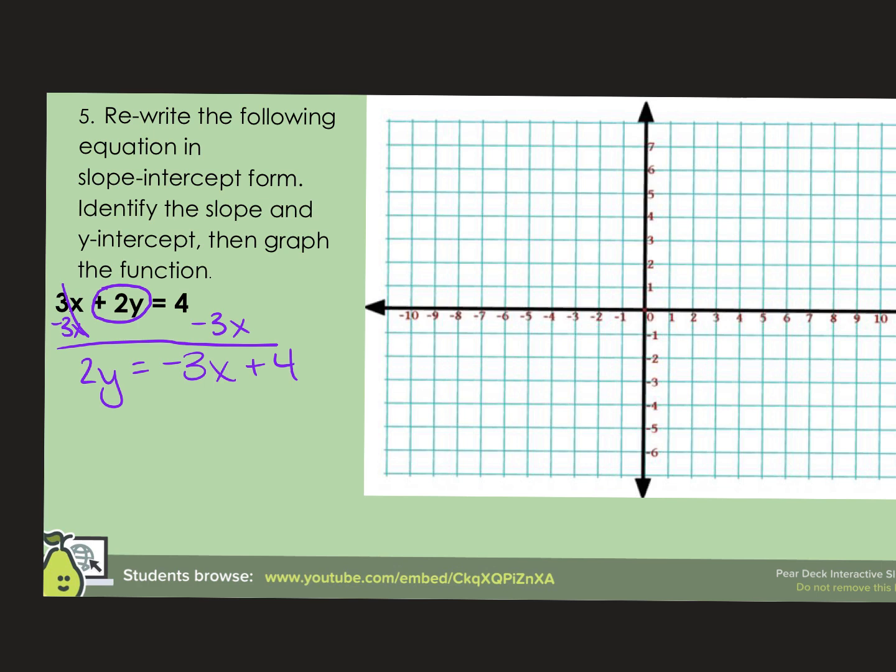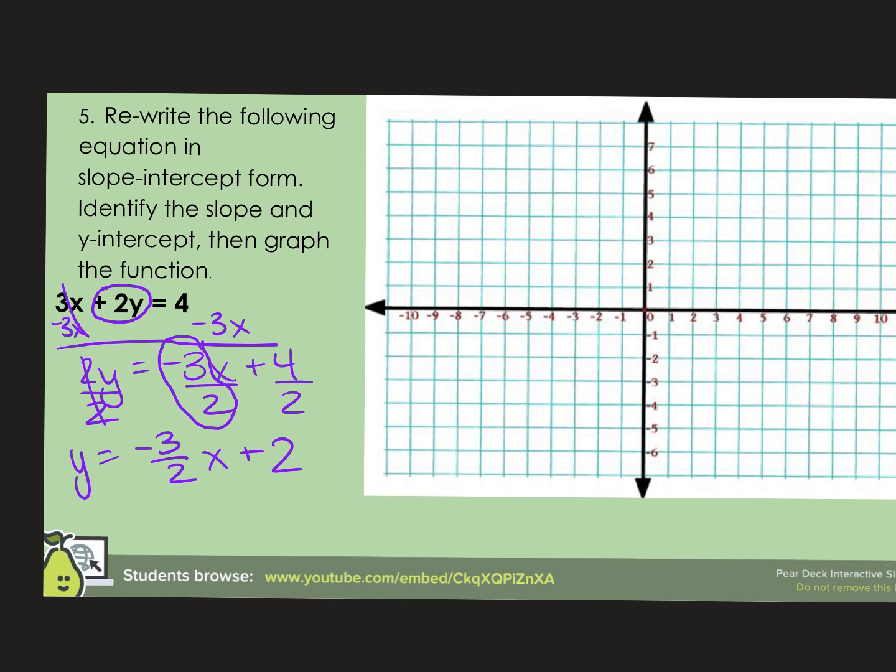You still need the y by itself. You're going to divide every single thing by 2. Now you have y equals, separate your slope from your x, negative 3 over 2x. 4 divided by 2 is 2, and it is positive.